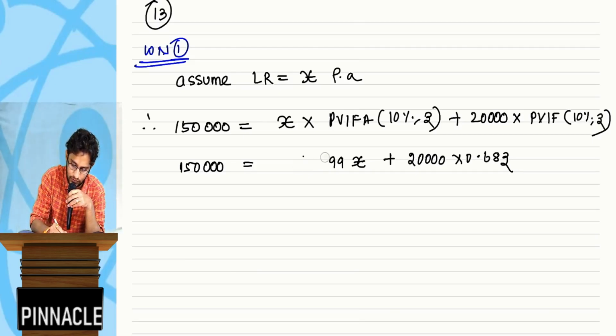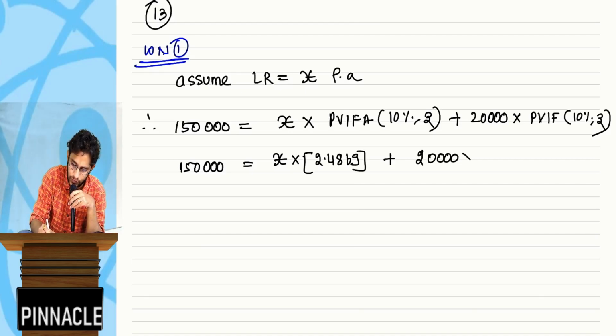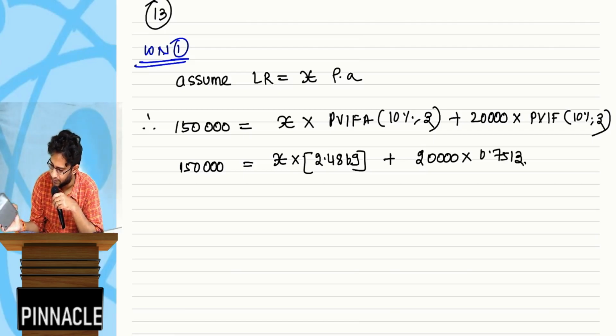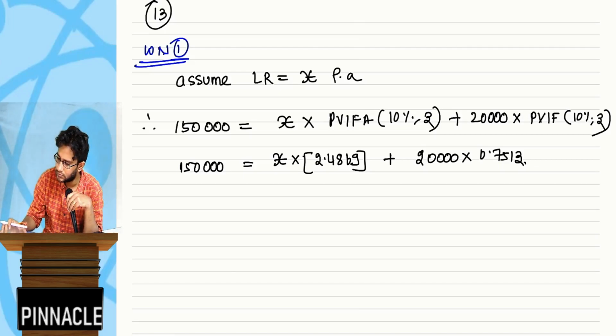This is hurry, and consequently wrong answers. My mistake, sir. Please correct it. X into, how much is this? 2.4869. 20,000 into 0.7513. Then why did that fellow write that? Let him die, that's the wrong answer. Sort this out: 20,000 into 0.7513 is equal to minus plus 1,50,000 divided by 2.